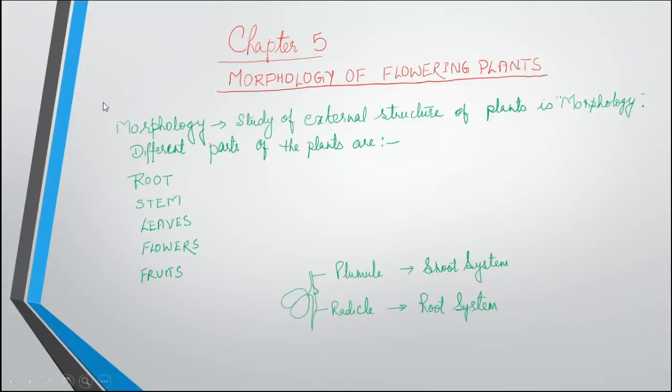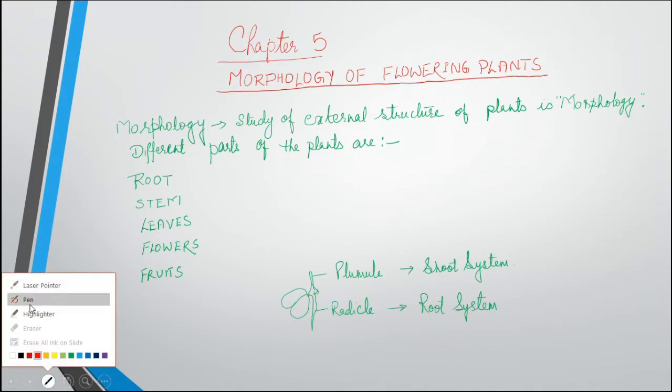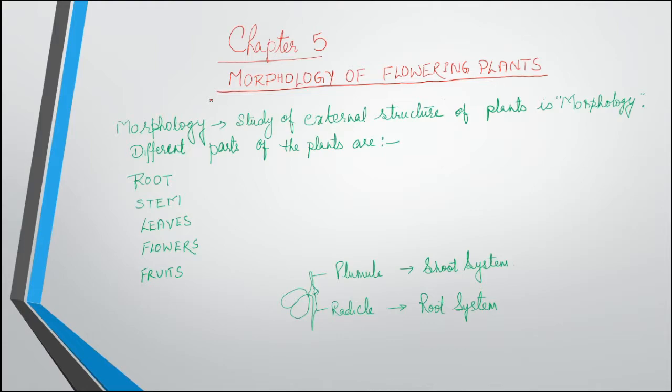Hello students, today we will start chapter number 5, that is morphology of flowering plants. Now the flowering plants or the angiospermic plants, when they develop, they have different parts like root, stem, leaves, flower, fruits, seeds, etc. So the study of the external structure, their development, their function, all their parts, modifications, all these we will study in this topic.